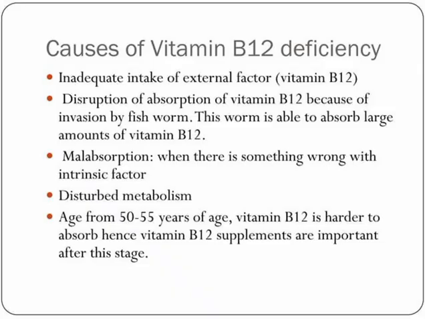Sometimes there will be disturbed metabolism, that is a systemic disruption in how the body processes and metabolizes the vitamin down to the cellular level. Next, from 50 to 55 years of age, vitamin B12 is harder to absorb. Individuals aged 50 to 55 years and older experience natural changes in the stomach acid and enzymes, making it much harder to extract and absorb the vitamin B12 from food. So supplementation is important.